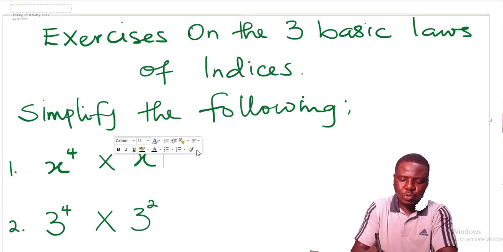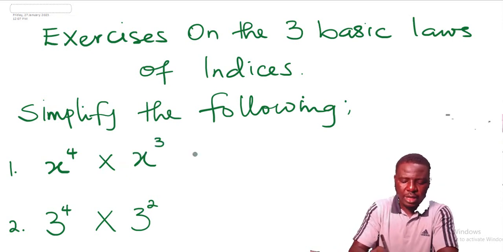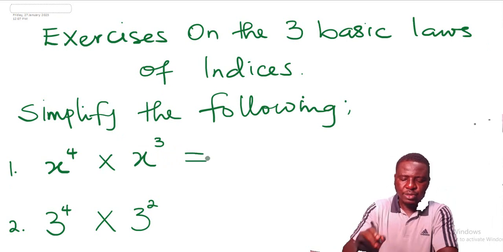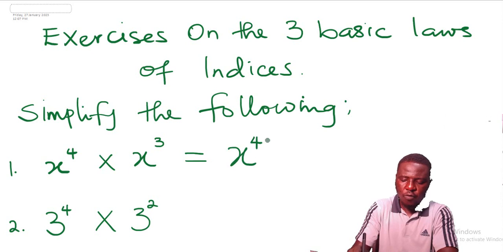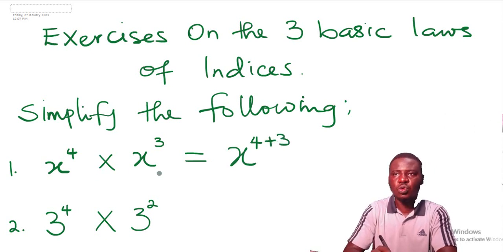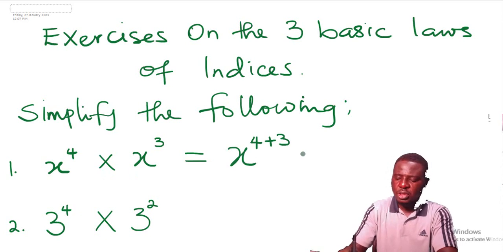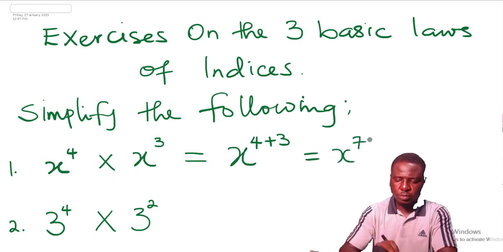And just like what we did, x raised to power 4 times x raised to power 3 can be said to be equal to x raised to the power 4 plus 3. Since the bases are equal, the rule says you add the powers. So this is equal to x raised to power 7.